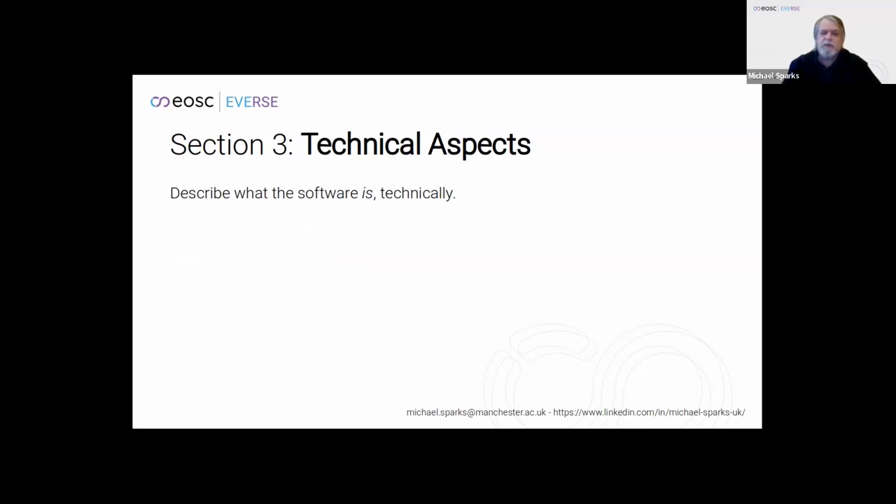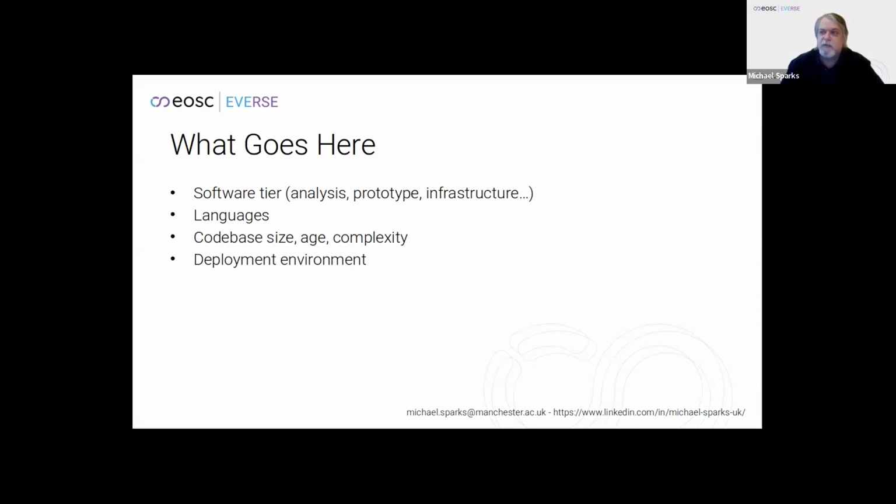So then the next section is technical aspects, which describes what the project is technically, rather than the human context. And in this section, you're describing what software you're dealing with. So you're talking about what software tier it is, in RSQKit terms and EVERSE terms.